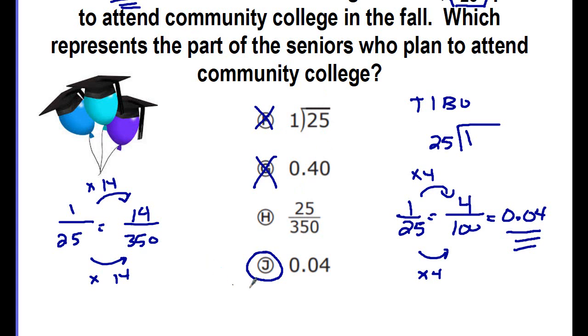But what you could have done was you could have done the work to see if this is equivalent to 1/25th. So remember, to find equivalent fraction, we have the same denominator, scale factor multiplied by 14. Do the same with the 1 and you get 14 over 350, not 25.